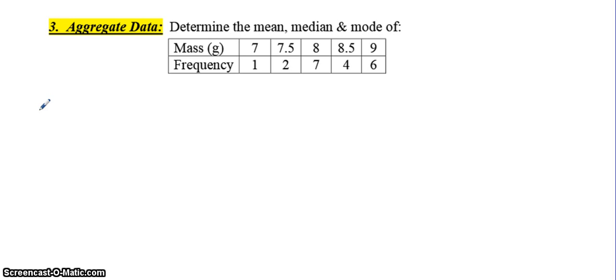So to find the mean, you've got 1 7, so you can just write 7, and then you're going to add 2 7.5s. So again, instead of doing 7.5 plus 7.5, you're going to do 2 times 7.5. There are 7 8s. There are 4 8.5s. And there are 6 9s.